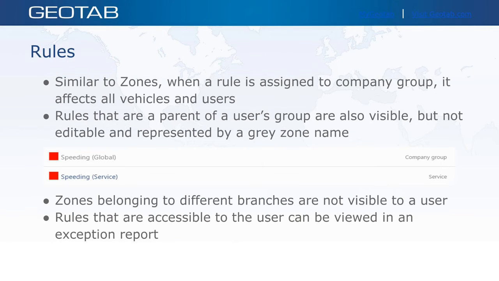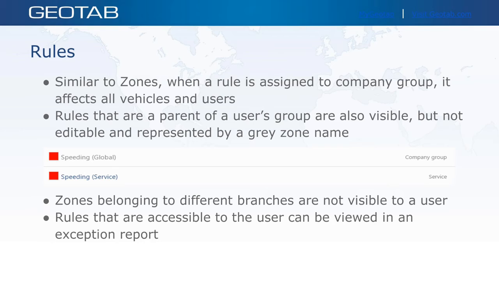So we go into rules, similar to zones. When a rule is assigned to the company group, it affects all vehicles and users, just like I mentioned. We've got another example here where the rule is assigned to just the service group, the bottom one that says speeding in brackets service, and you can see on the far right-hand side that's the group this rule is assigned to. The one above it, speeding in brackets global, on the far right we can see it is assigned to the overall company group. That means any vehicle underneath that company group that breaks that rule will trigger an exception, whereas the service one only applies to the vehicles in the service group.